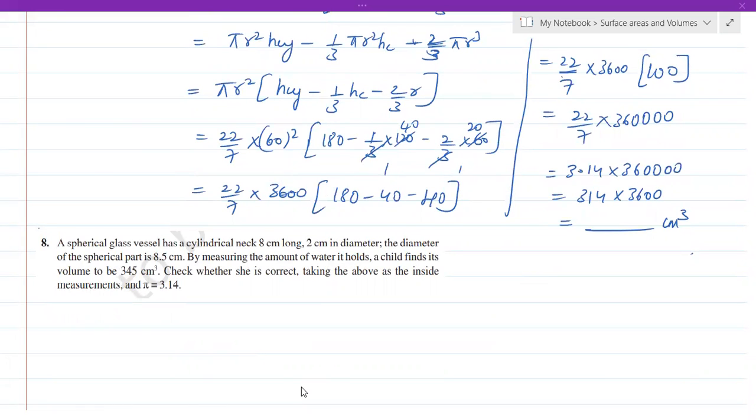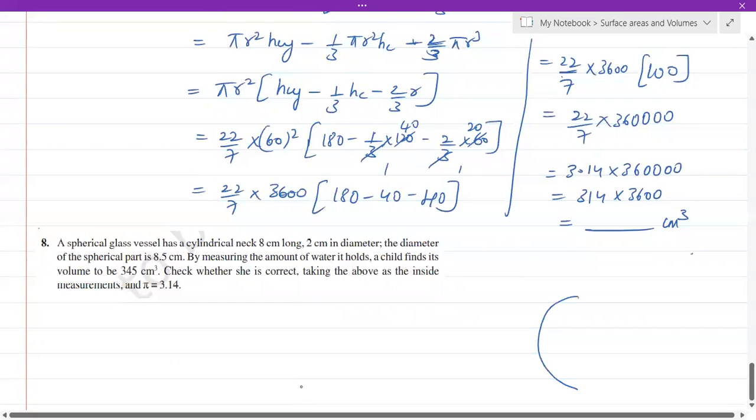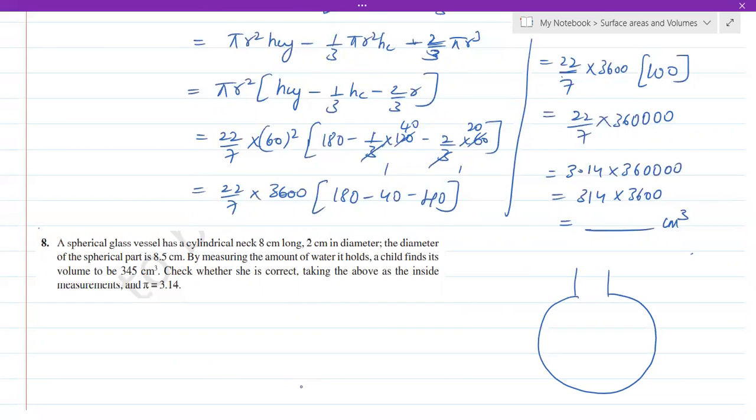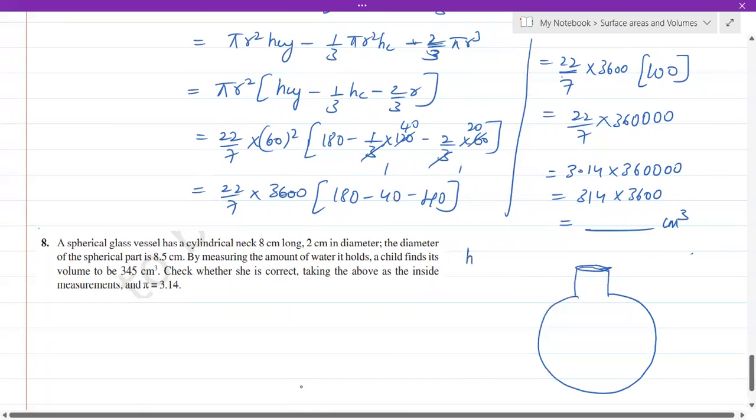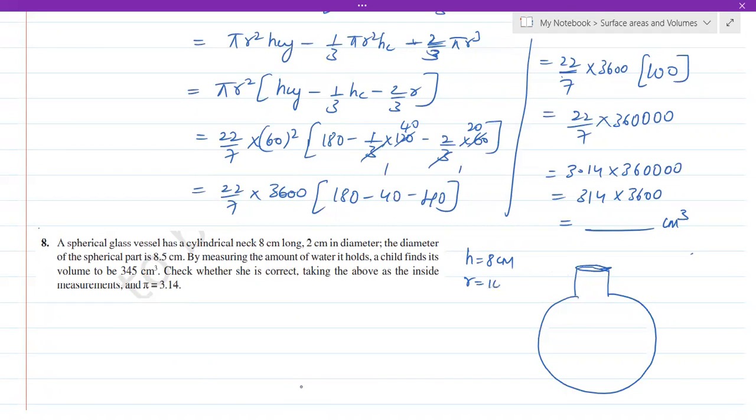In the next question, a spherical glass vessel has a cylindrical neck. A spherical glass vessel, in the sense something like this, which has a cylindrical neck, will be something like this. You can also say it as a spherical flask, kind of a conical flask, something like this. Now, the question is, neck 8 centimeter long. The cylindrical neck is 8 centimeter long, which means height of the cylinder is 8 centimeter. Remember that. And 2 centimeter in diameter. If the diameter is 2 centimeter, radius will become 1 centimeter.